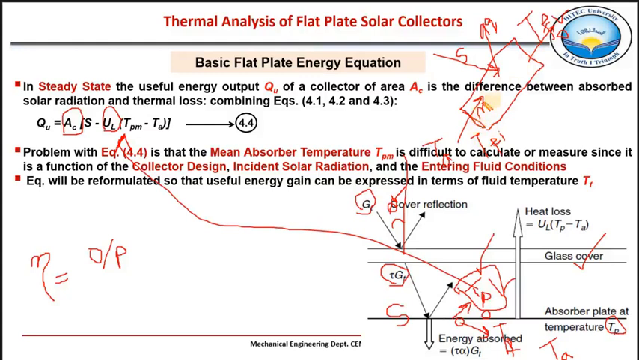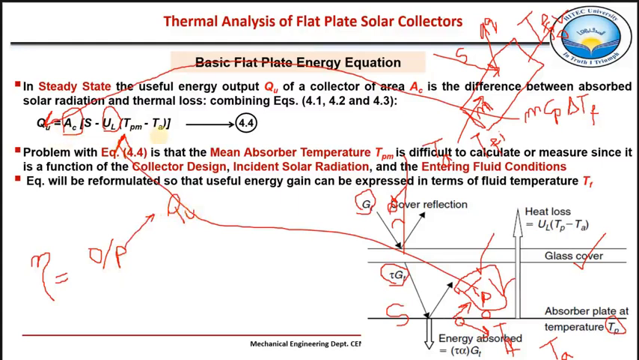If this fluid is only changing its temperature, then the heat gain of this fluid is given by m Cp into this change in temperature of the fluid, delta Tf. So that is actually QU, and this QU is equal to this QU. So the QU calculated from this equation 4.4 must be equal to the heat gained by this fluid. So that is the useful output of that solar collector, that is QU.